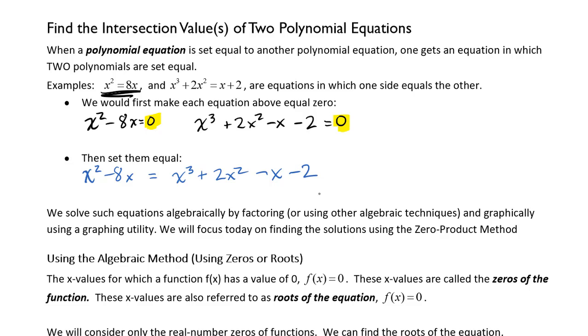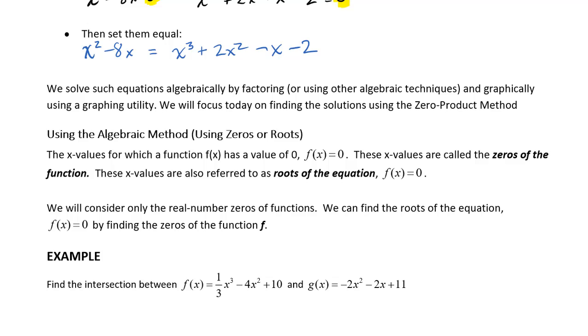The x values for which a function f of x has a value of 0 is the same as saying f of x equals 0. These x values are called the zeros of the function, and these x values are also referred to as roots of the equation. We will consider only the real number zeros of the functions as we move forward. We'll just talk about complex conjugates and complex numbers toward the end of the quarter.